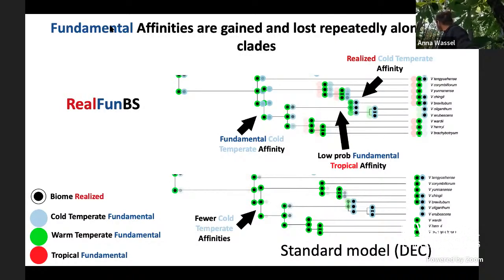And so in this instance, we're seeing a lot fewer colder temperate affinities in general, a pretty different pattern in some ways. It's just in general showing a lot less prevalence of cold temperate affinities, and a lot of those ancestors that RealFunBS is saying might be there, but further testing will show if that is BS or not. I had to say it, I'm sorry.